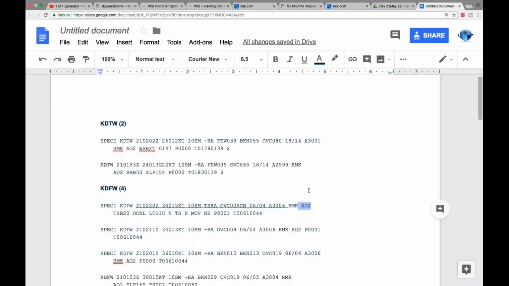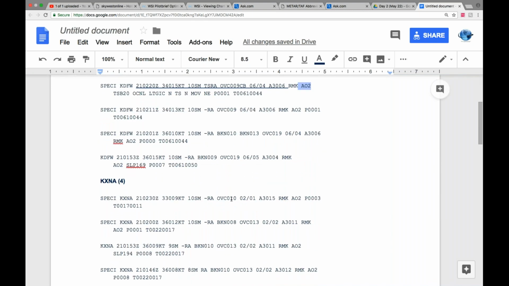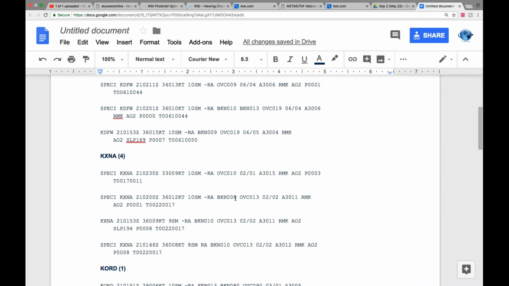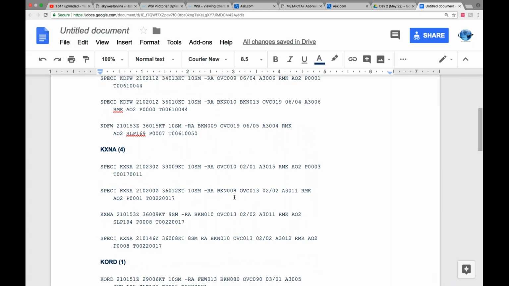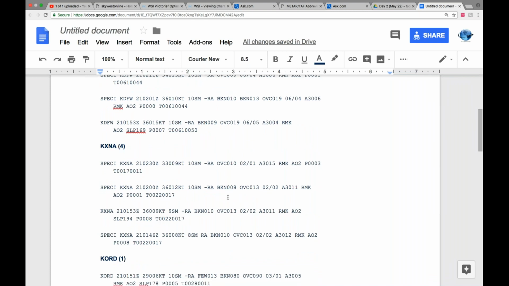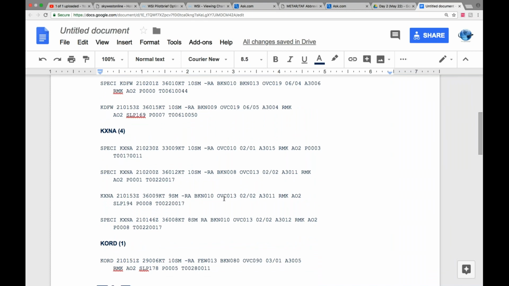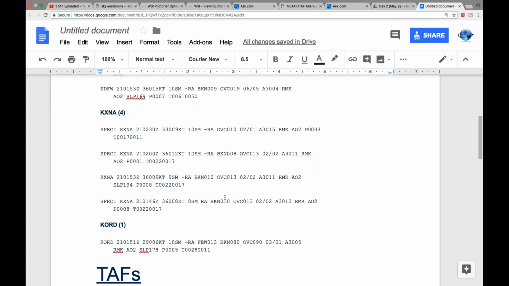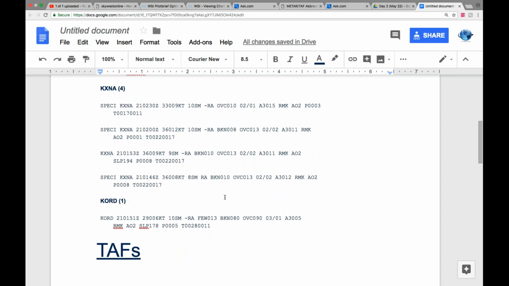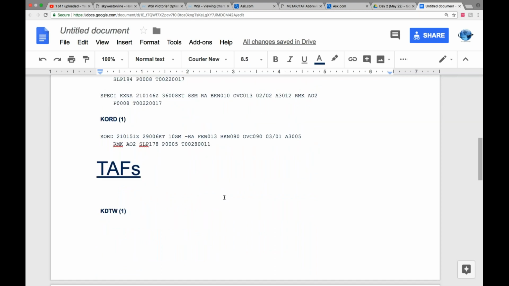Some METARs, if you see an AO1, it could be raining, it could be sleet. It doesn't understand the difference between the two. It'll just give you information saying, hey, there's moisture out there. There's precipitation falling. I don't know what kind it is.